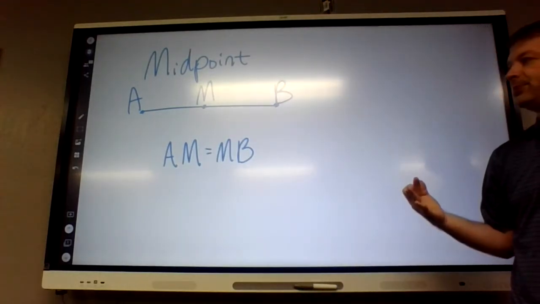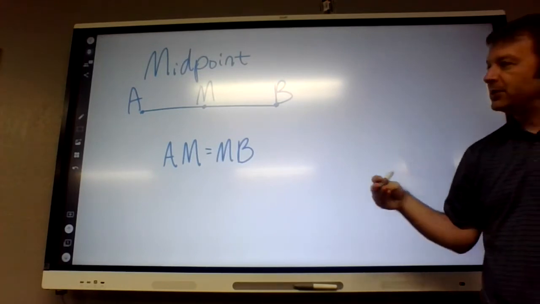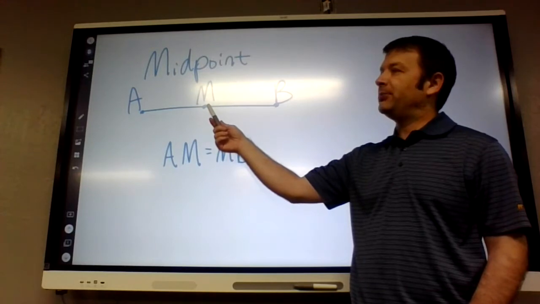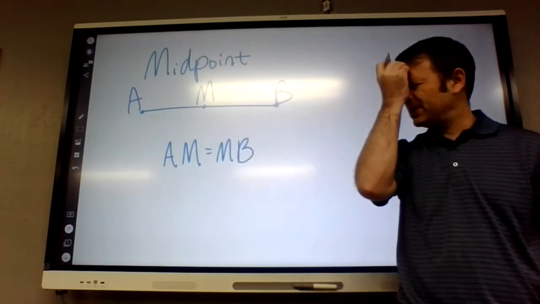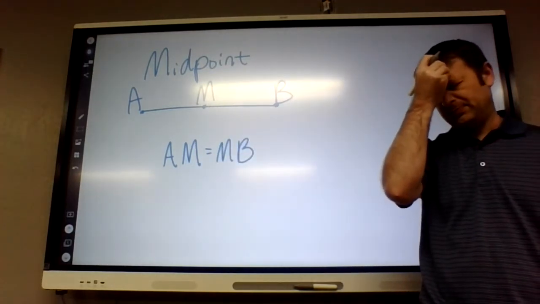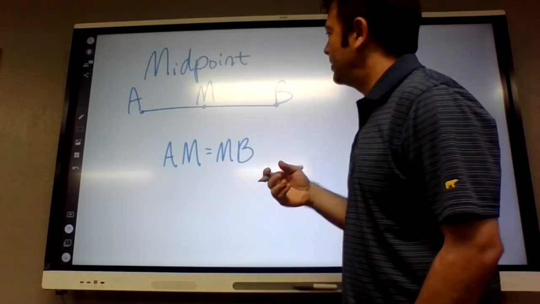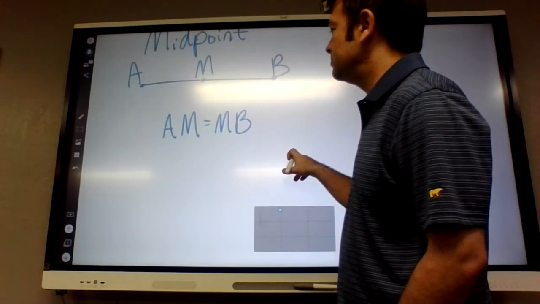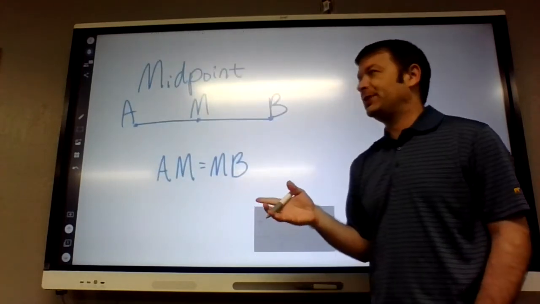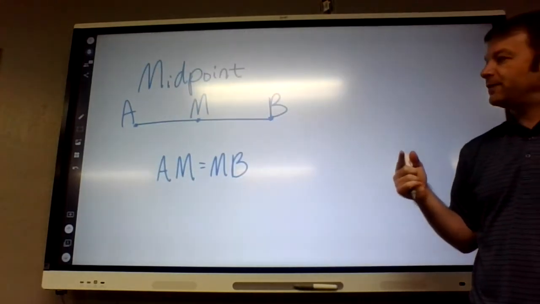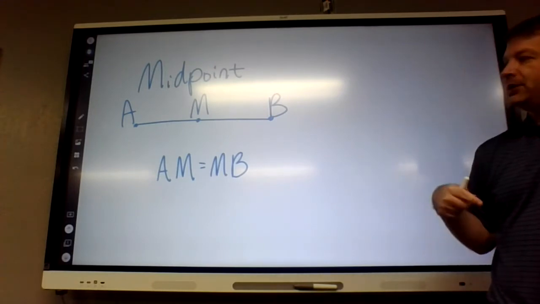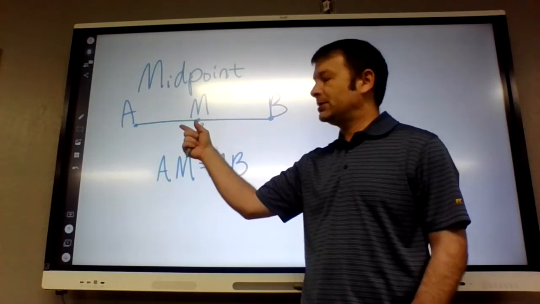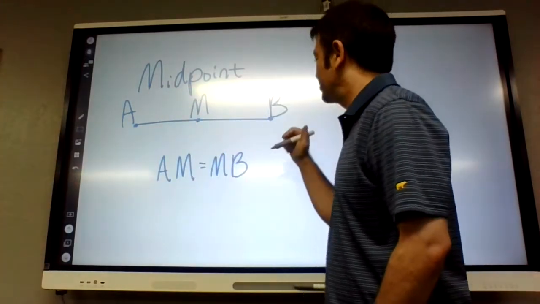If M is the midpoint of segment AB, then M is between A and B, and also AM equals MB. You can also say definitions backwards. So if M is between A and B and AM equals MB, then M is the midpoint of segment AB. So that's what that was.